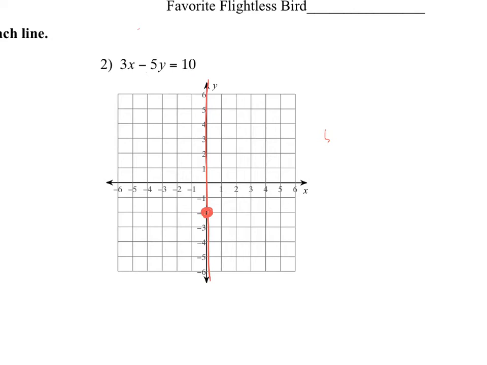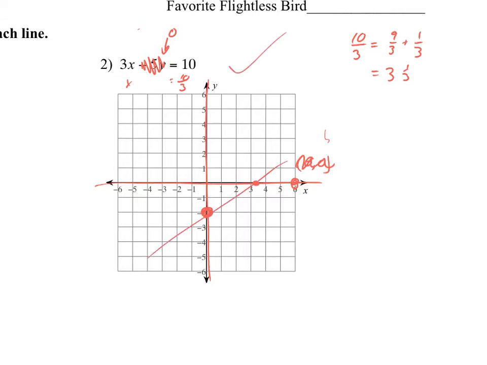Do the same thing for this. Wherever this is, x is something, but y is 0. It's not up or down. So plug in 0 for y. This becomes 0, and then you divide by 3. So x is 10 over 3. 10 thirds is really 9 thirds and 1 more third, which is 3 1/3. So if you're graphing this, it's 3 1/3 of the way to 4, and we drew our line. Great, done. Ka-ching! Moving on.